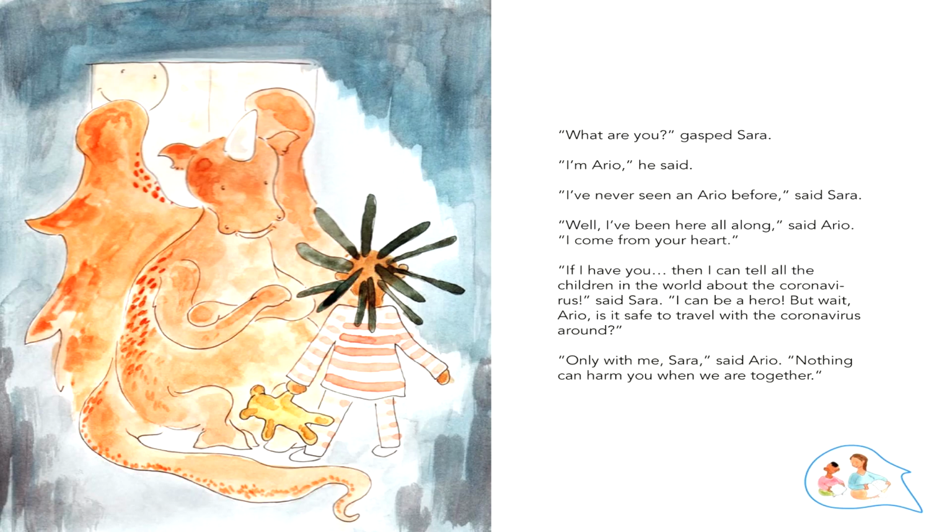Next. What are you? Gasped Sarah. I'm Aryo, he said. I've never seen an Aryo before, said Sarah. Well, I've been here all along, said Aryo. I come from your heart. If I have you, then I can tell all the children in the world about the coronavirus, said Sarah. I can be a hero. But wait, Aryo, is it safe to travel with the coronavirus around? Only with me, Sarah, said Aryo. Nothing can harm you when we are together.